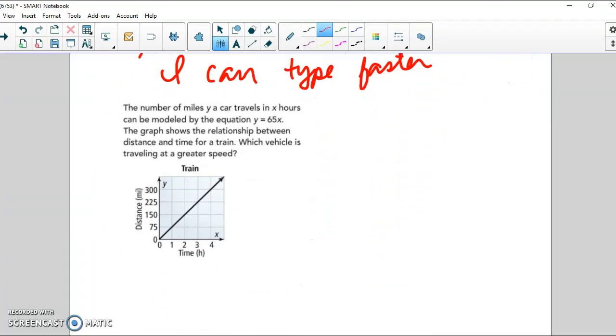And last question together before you start your homework. The number of miles y a car travels in x hours can be modeled by the equation y equals 65x. The graph shows the relationship between distance and time for a train. Which vehicle is traveling at a greater speed?